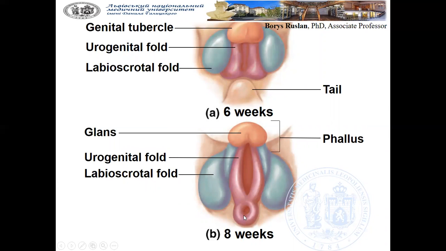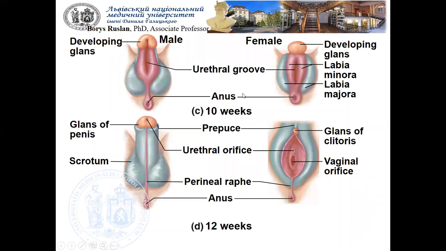This one, the glans, anus, right? This is from the urogenital folds. From the glans develops the glans clitoridis, and from these folds develop the labia majora and labia minora. The urethral orifice, you can see the vagina orifice, right? In this place there must be the hymen. It's connective tissue. It's closed, the vagina orifice in the virgin, just in the virgin.